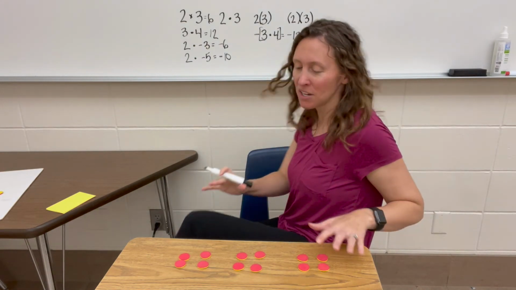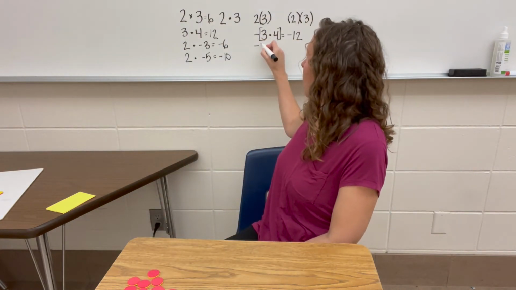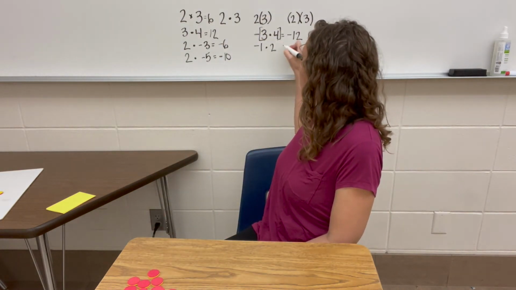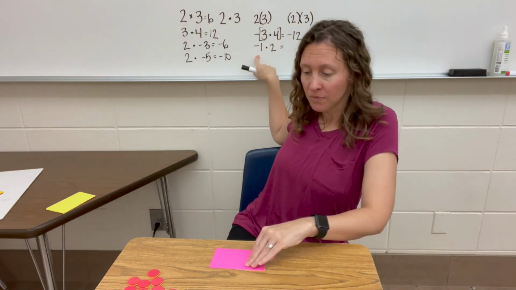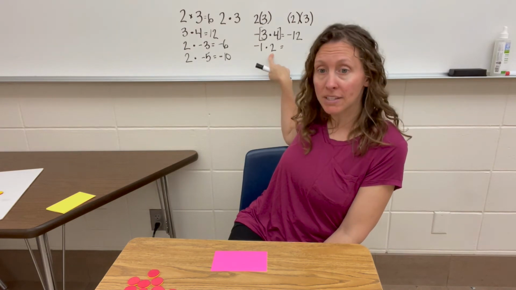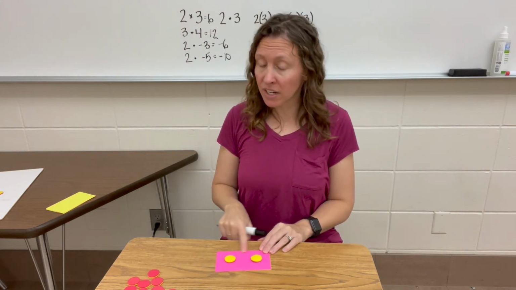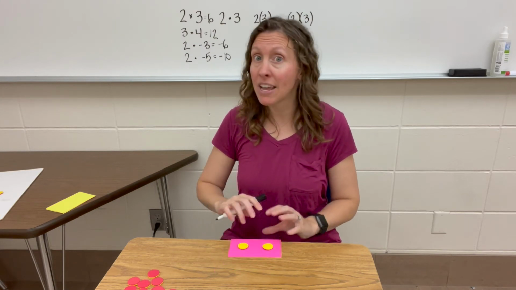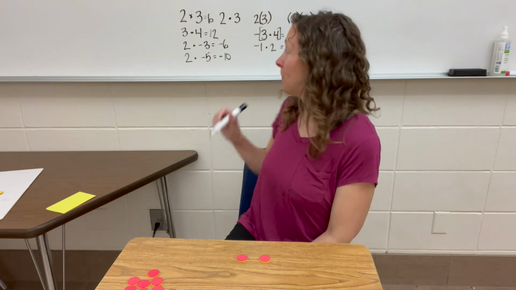All right, let me do another one of those. Let's say we have negative 1 times 2. I'm going to have 1 negative group. And in that group, I'm going to put 2 positives. But I'm not allowed to have a negative group, so I have to take the opposite of everything. Flip. So my answer is going to be negative 2.